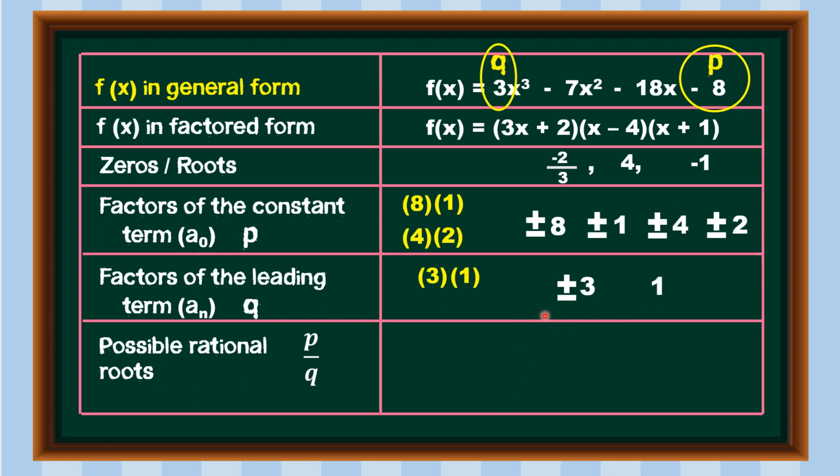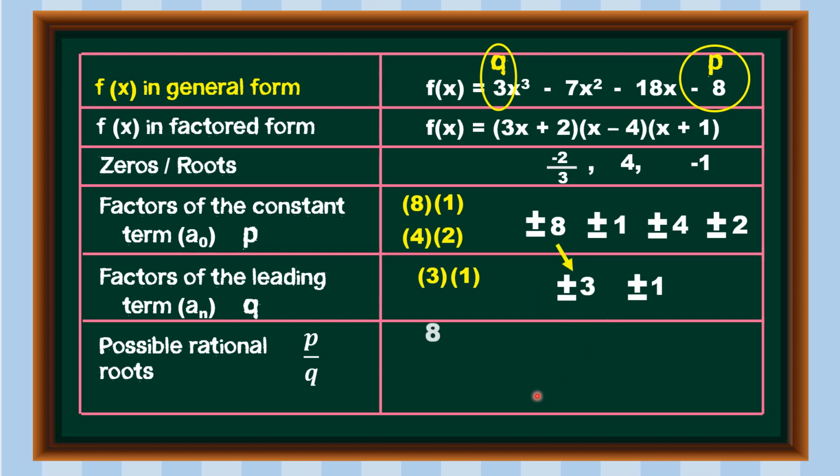Ito pa pala. I forgot that for the factors of the leading term, pwede rin palang 1, positive and negative. Ayan. Nahuli ako ng pindot. Okay? So, again, the possible rational roots, isa-isahin natin siyang i-divide. Ito yung mga P, divide natin sa Q.